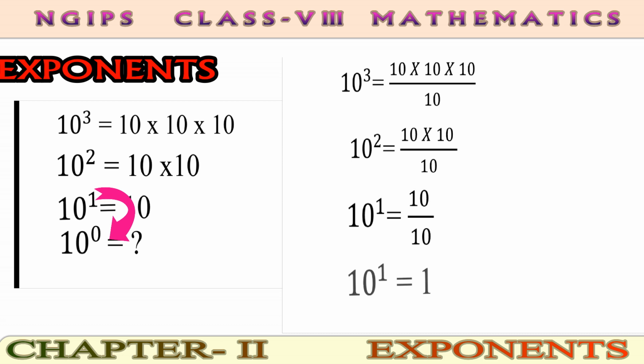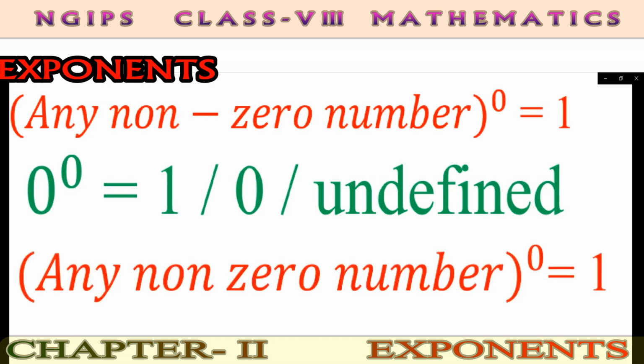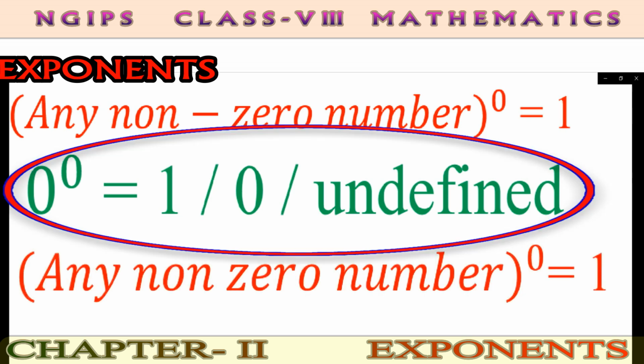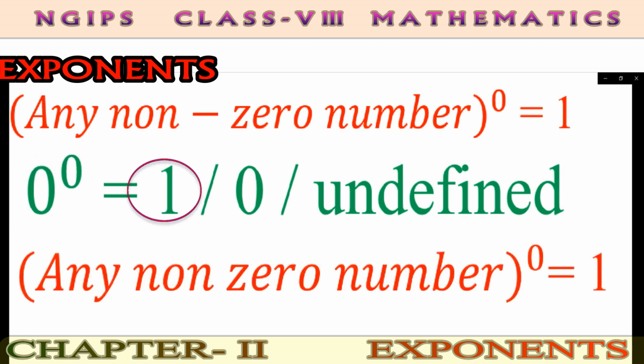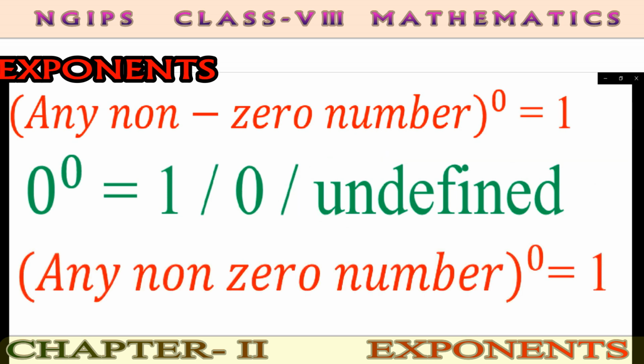Since you are reducing the exponents by 1, we again divided once by 10 and that's how we get the number 1. Therefore, any number raised to 0 will always equal 1. Actually, not any number. Any non-zero number raised to 0 will equal 1. 0 raised to 0, some mathematicians say is 1, some say it's 0 and some say it's undefined. But we can surely say that any non-zero number raised to 0 is 1.